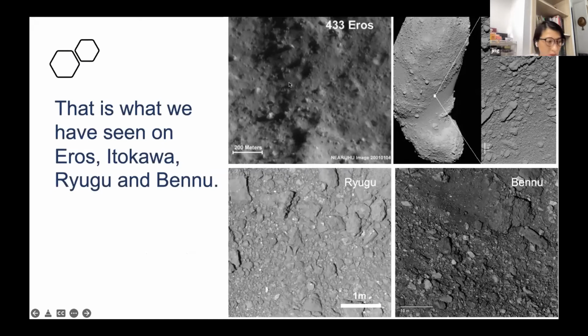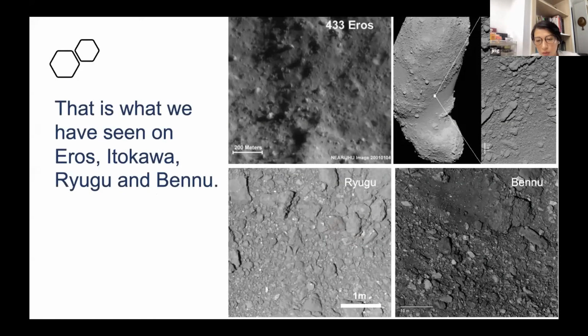Eros showed fine material smaller than centimeter size. Itokawa has boulders and also fine grains on the surface, and the fines can be centimeter to millimeter. But Ryugu and Bennu have much coarser boulders. Their surfaces lack extensive areas covered in sub-centimeter grains.